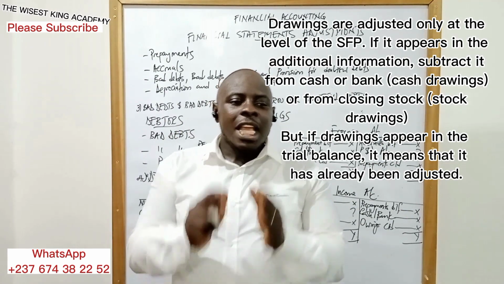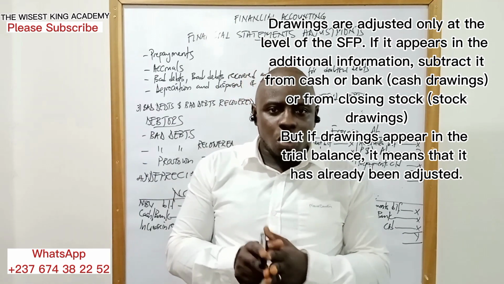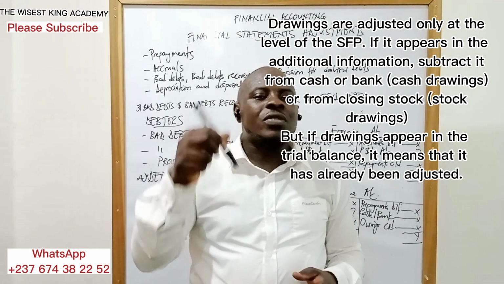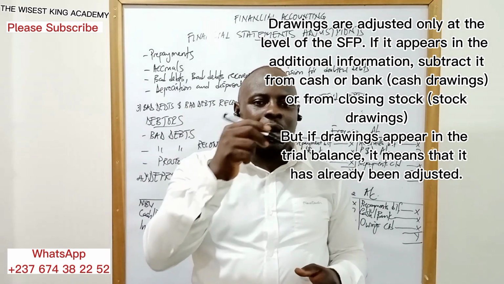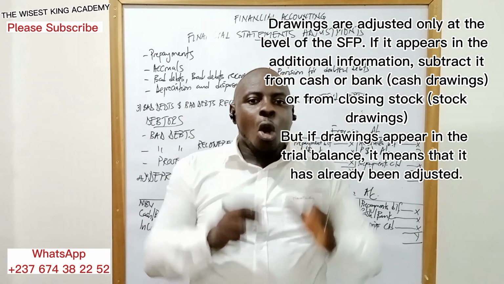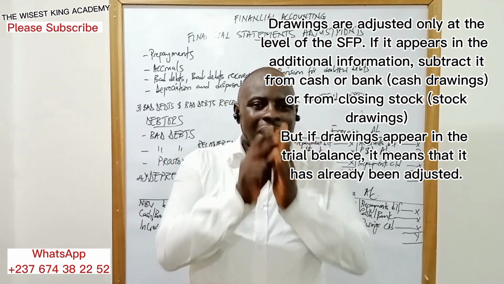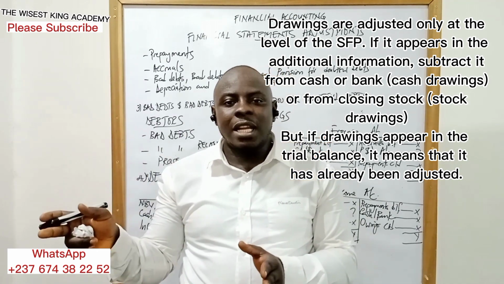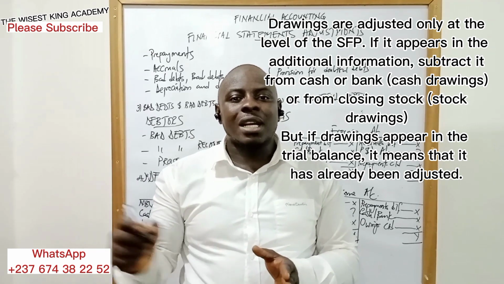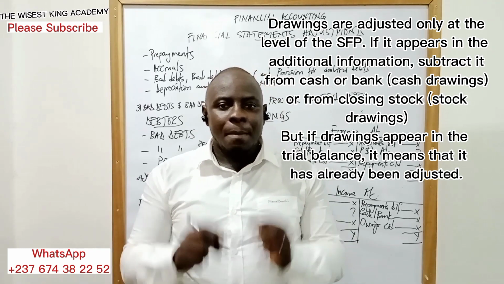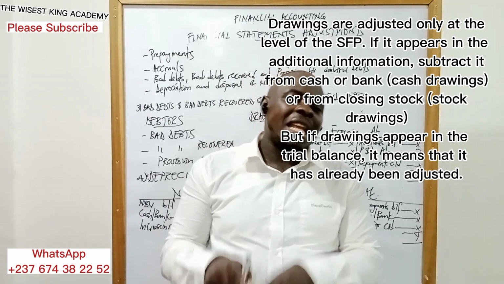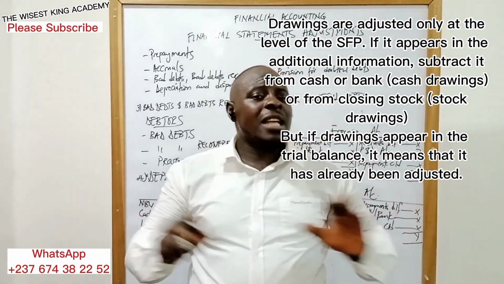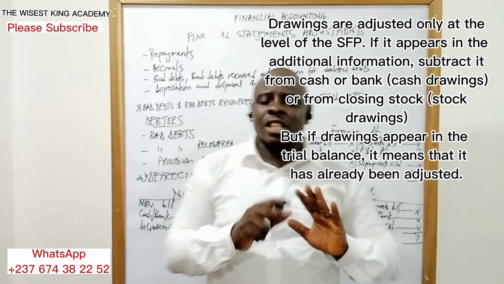What am I saying? If it is drawings of stock, goods, you should not remove that drawings from stock in the income statement. No. Use the opening and closing stock as given. But when you are using the closing stock in your statement of financial position, that is when you subtract the drawings, particularly when drawings appear in the additional information. If it appears in the trial balance, it means all adjustments of that drawings have been done.